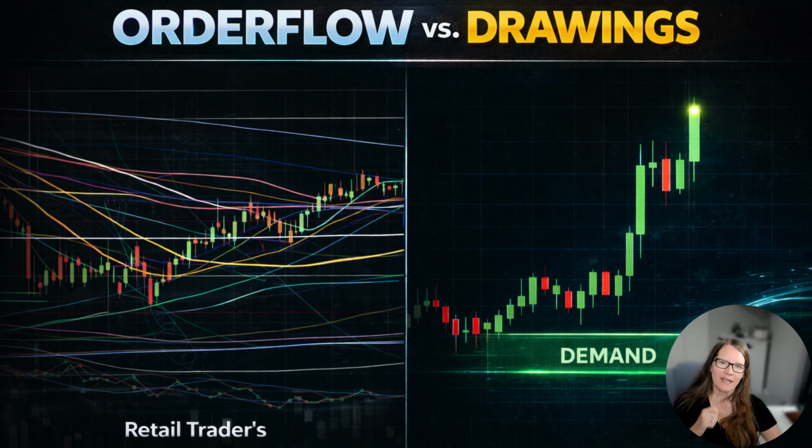The first lie is that supply and demand is simply a graphical exercise. You see traders drawing boxes around every single pivot on the chart, cluttering their screen until price has nowhere to move. But supply and demand is not geometry, friends. It is psychology. When I look at a chart, I'm not looking for a line, I'm looking for a footprint. You see, supply and demand zones are created by an imbalance, a massive disagreement between buyers and sellers where one side completely overwhelmed the other.